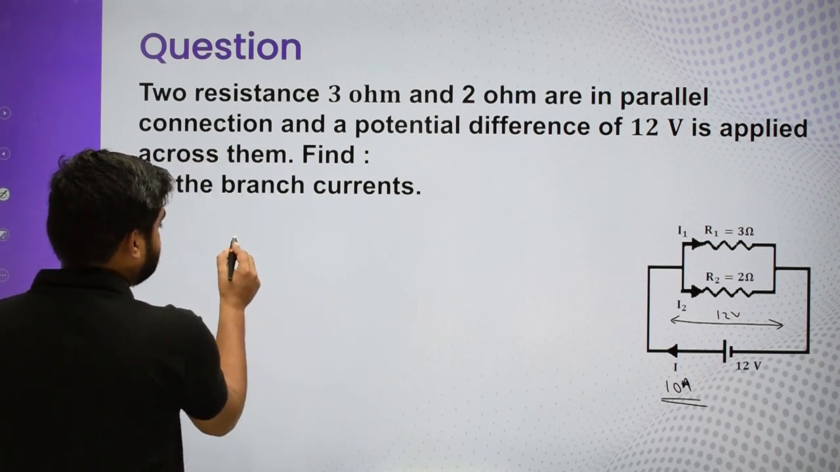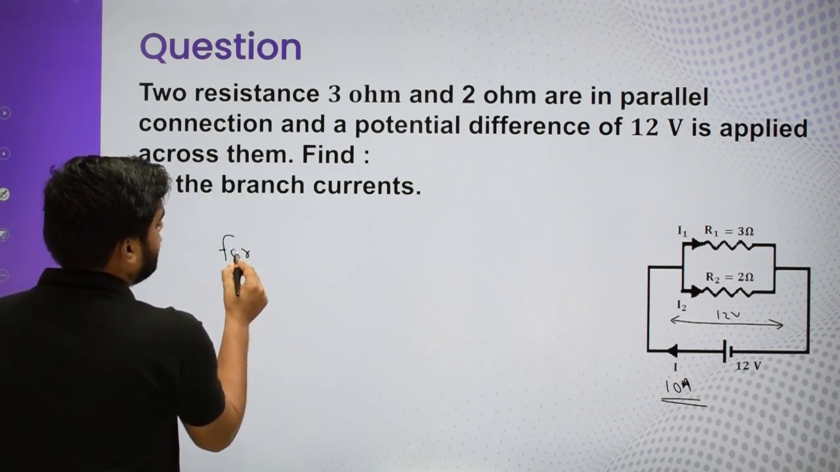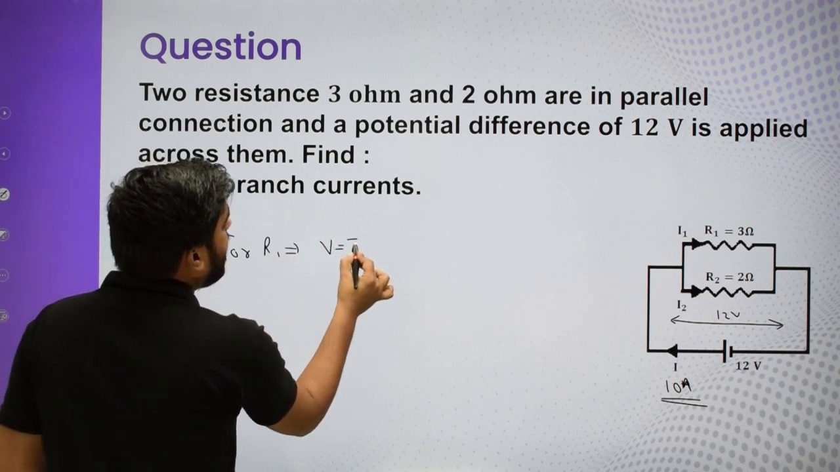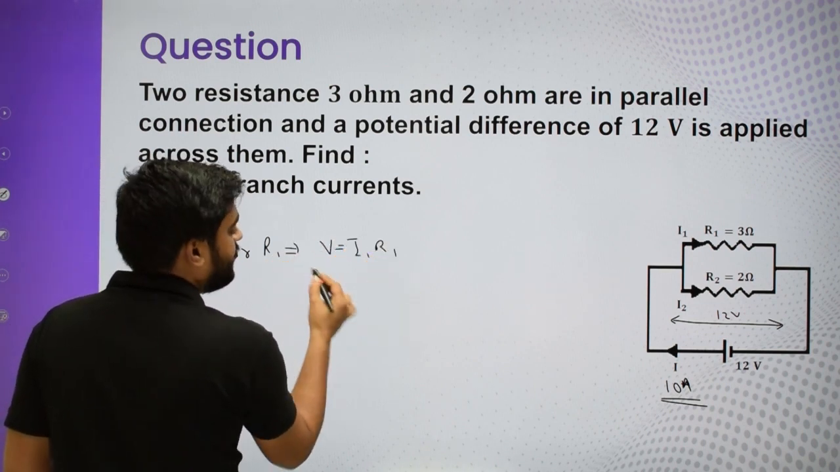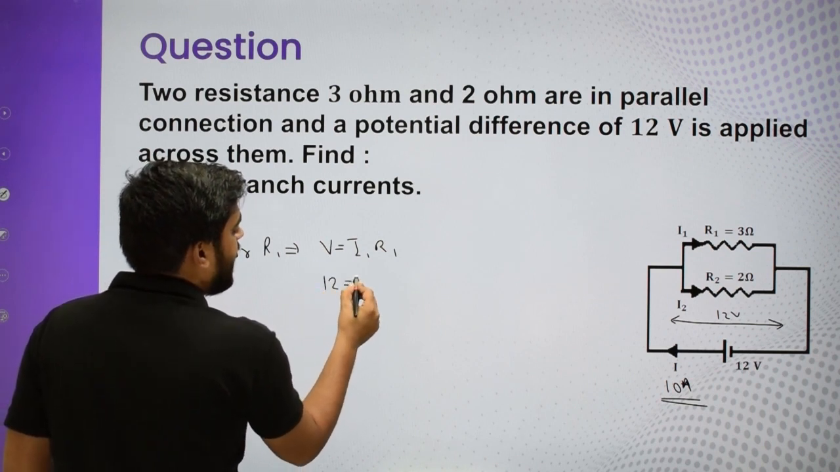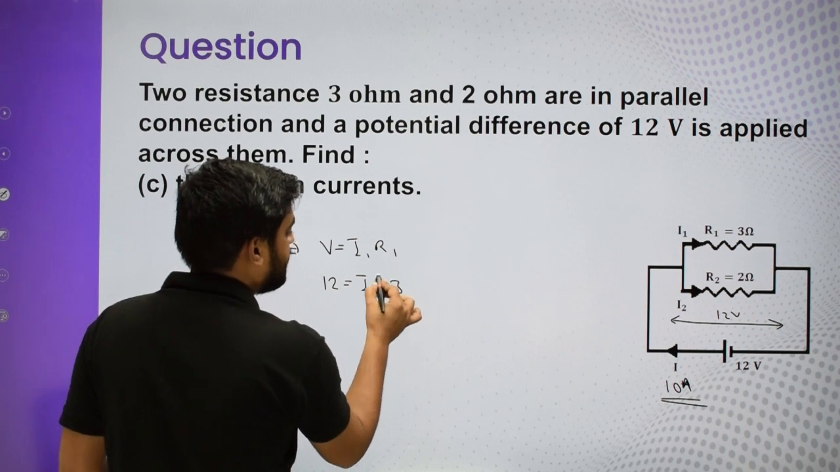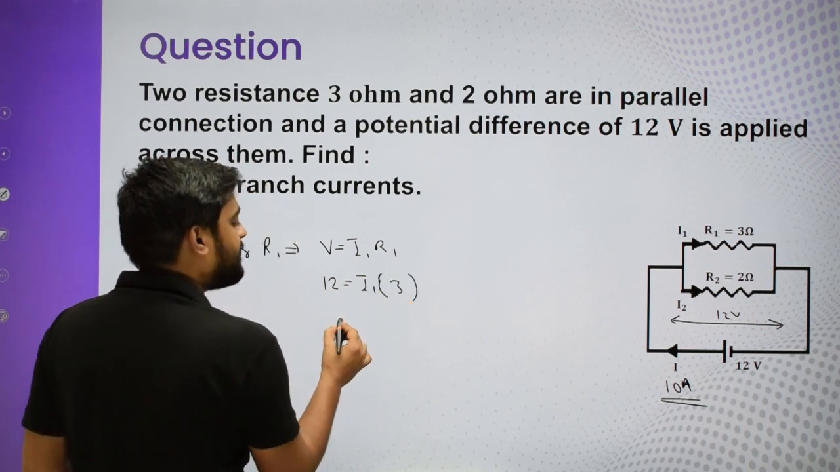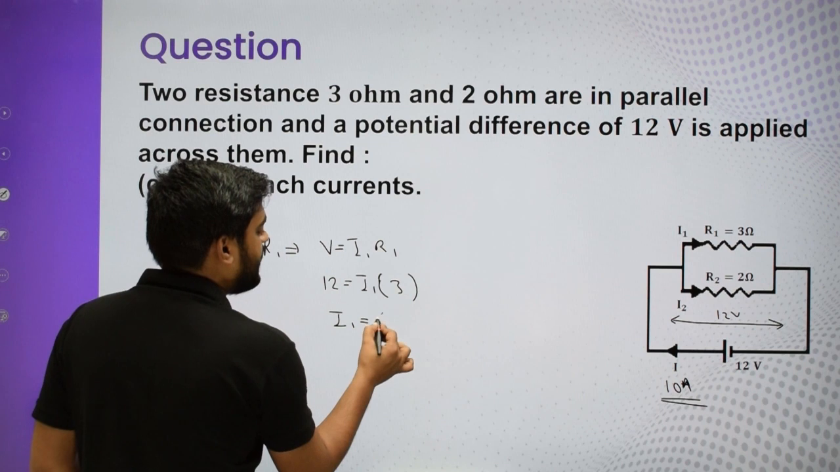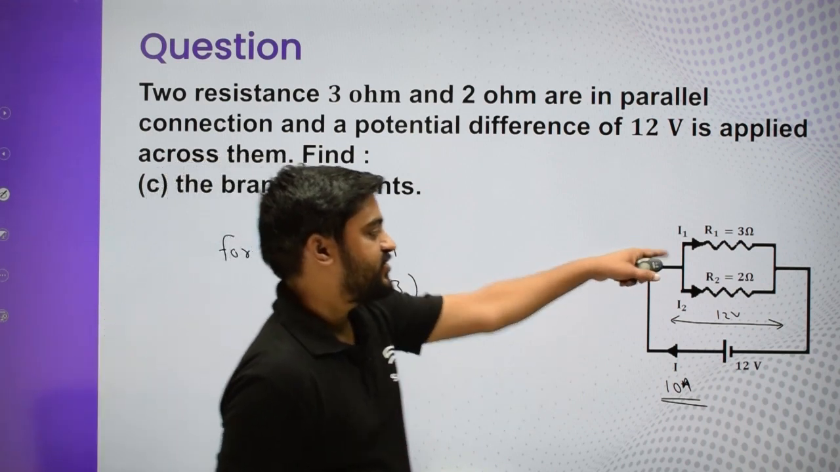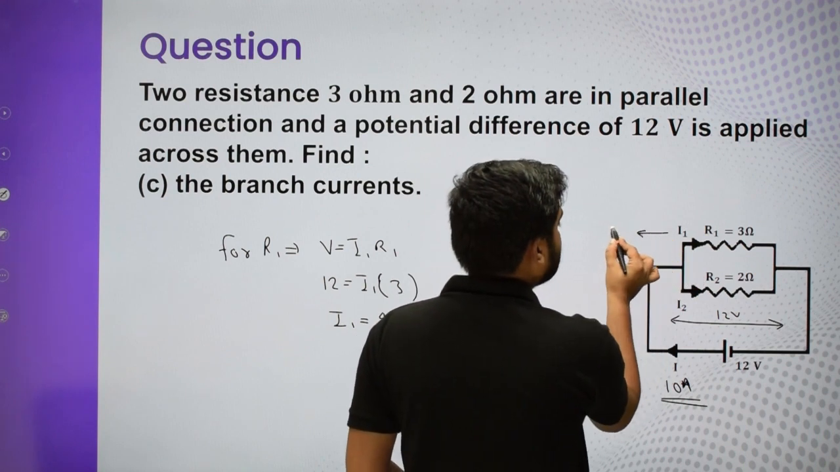So for R1, what can we write? V is equal to I1 R1. V is the potential difference, it is 12. I1 is the branch current in R1, and R1 is 3. That gives me 12 by 3. So I1 comes to be 4 ampere. So the current in this branch is 4 ampere.